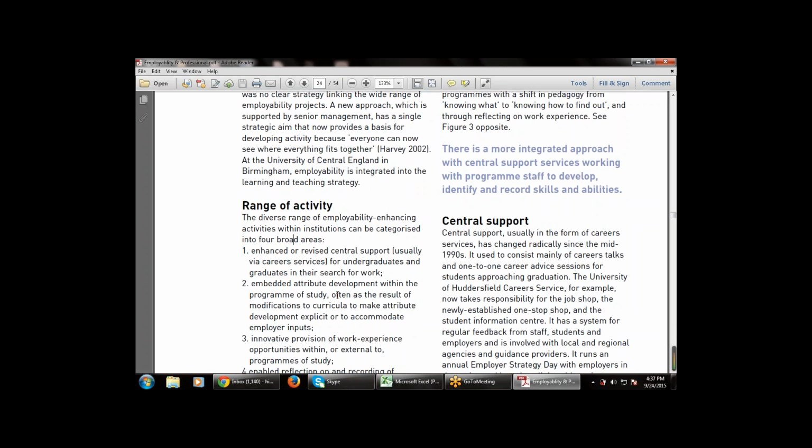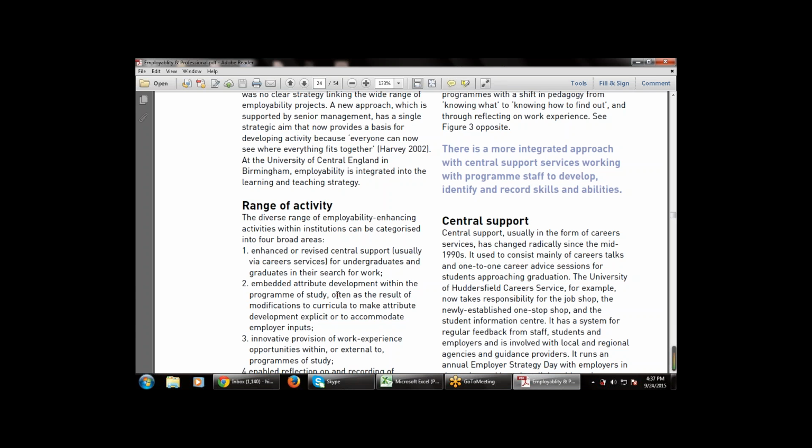Next is embedding the attribute development within the program of study. Developing the skills within the program of study also results in a modification to the curriculum, to make the attribute development explicit and to accommodate employer input. Whatever employer input is given is also part of the attribute development.